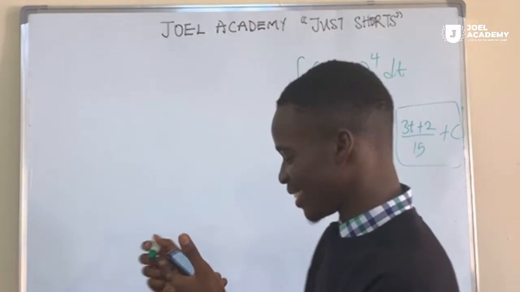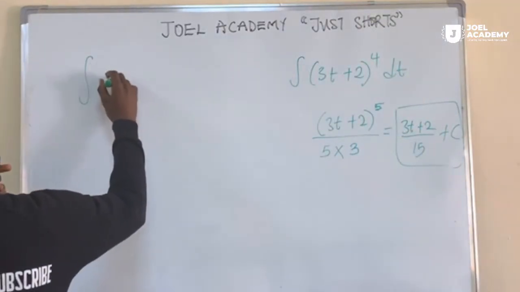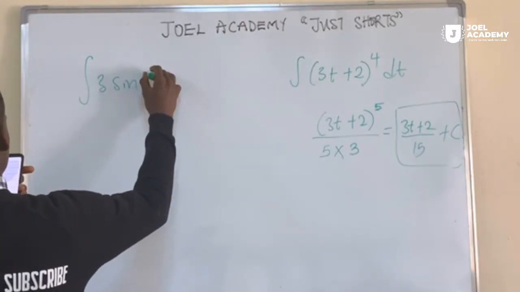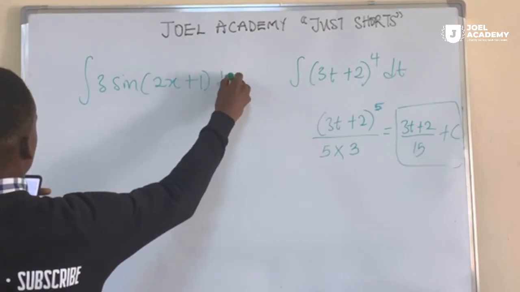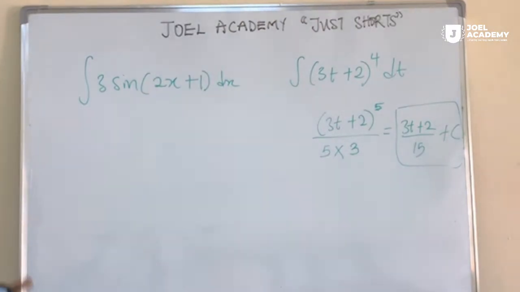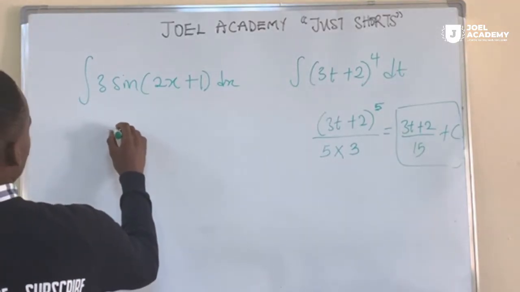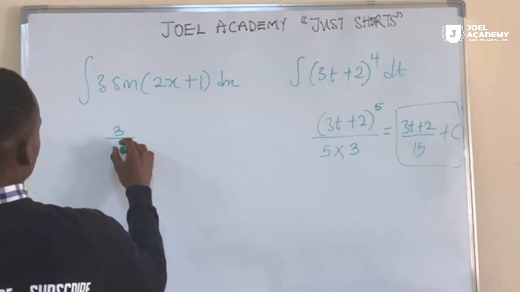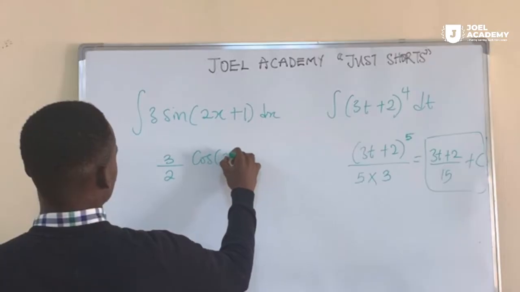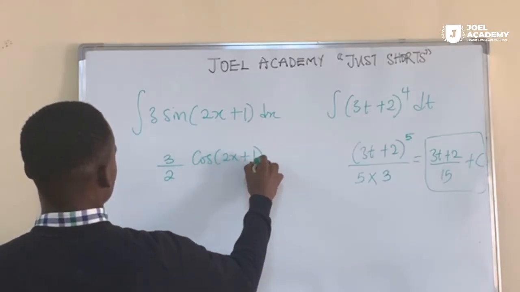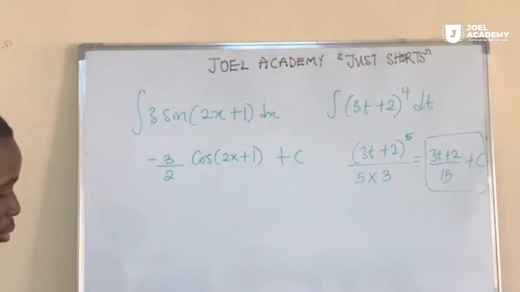So now we have this question: the integral of 3 sine of (2x plus 1) dx, integrate with respect to x. Now, if I'm to solve this question, I'll be having the answer as follows, plus c.